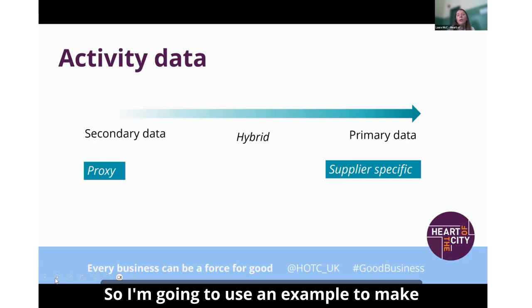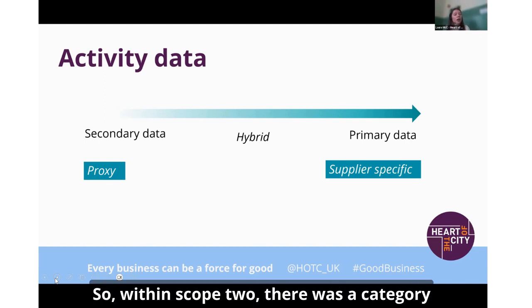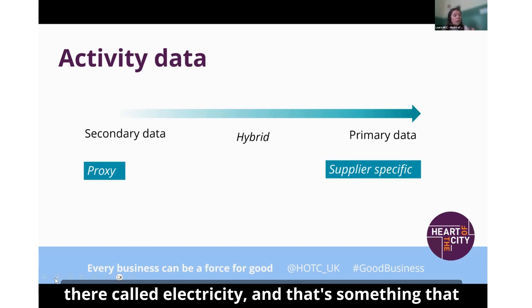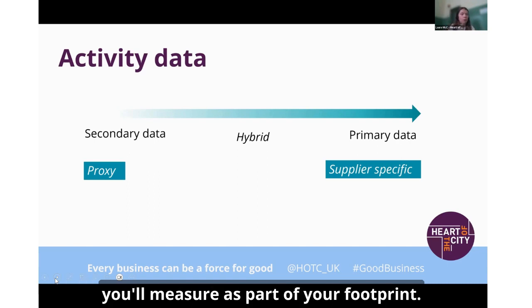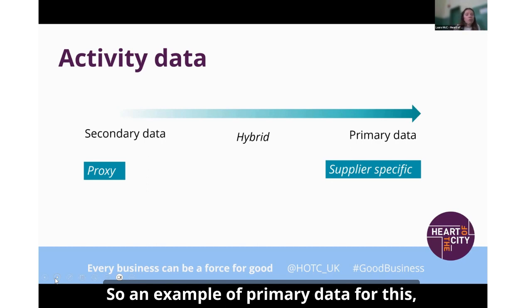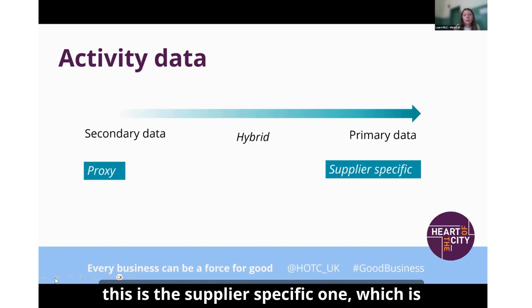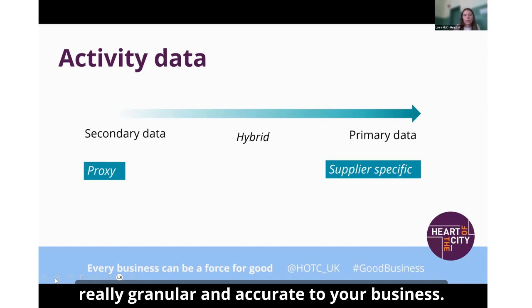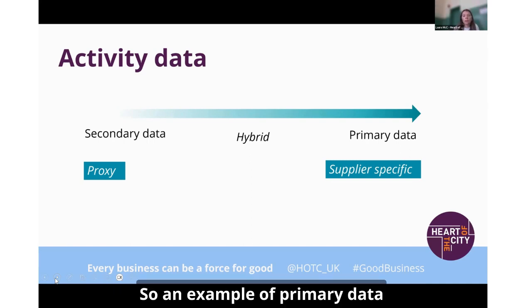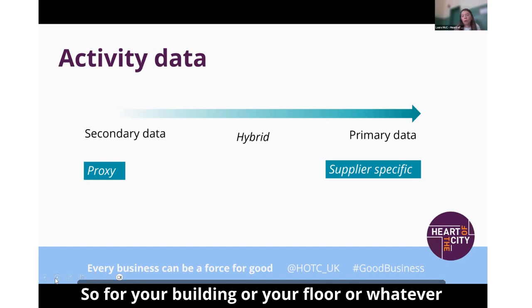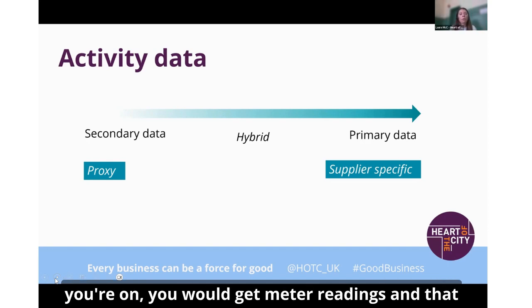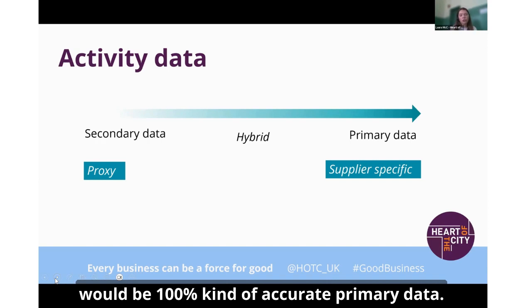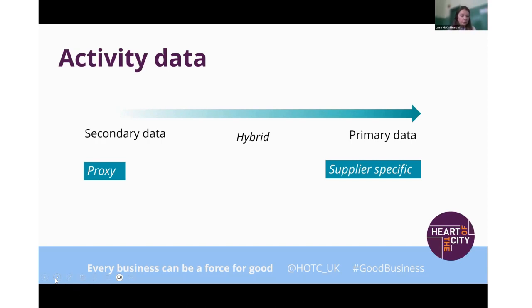I'm going to use an example to make this a bit more relevant to what you would see in your business. Within scope 2, there's a category called electricity, and that's something that you'll measure as part of your footprint. An example of primary data for this is the supplier-specific one, which is really granular and accurate to your business. An example of primary data would be your meter readings. For your building or your floor or whatever you're on, you would get meter readings, and that would be 100% accurate primary data.